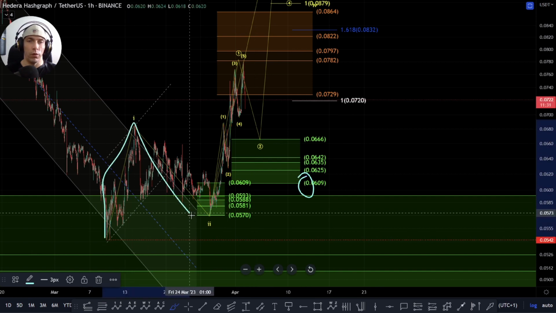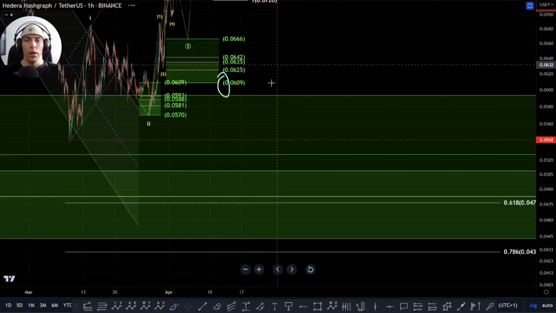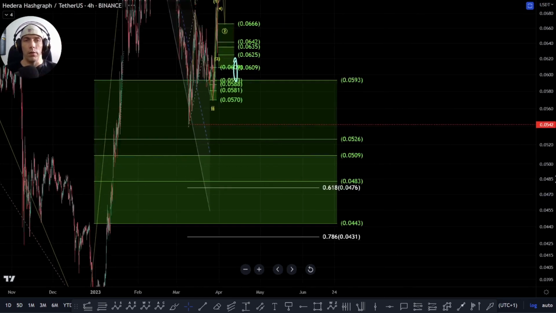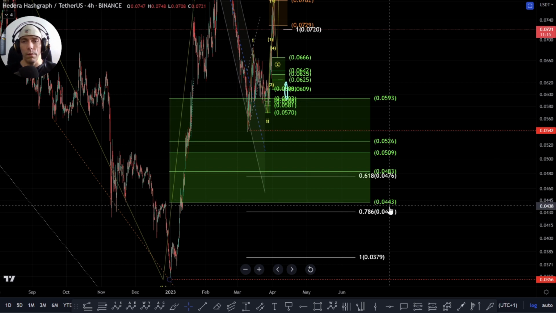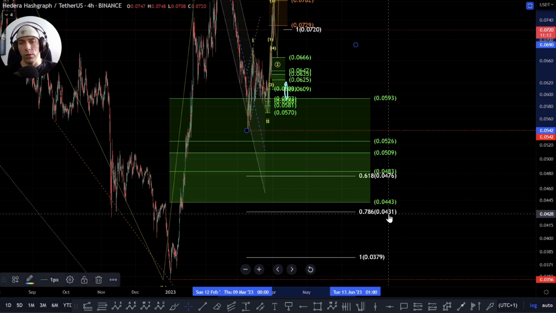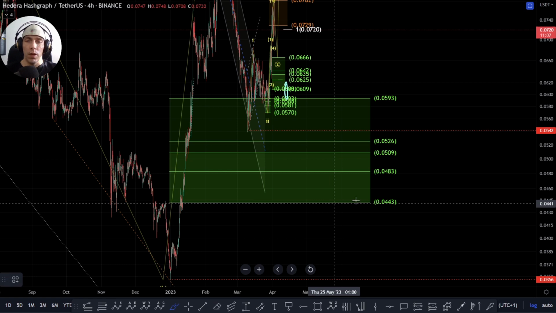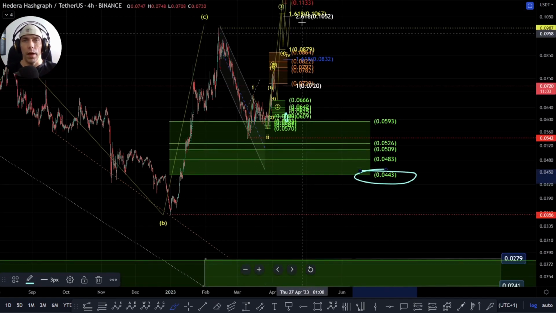And we'd have to then at that point just say we have a three-wave move, and we're potentially going to set some new lows here. The support zone we have to hold to remain bullish here would be this zone here, this 0593 to this 0443 region. We don't want to lose this 0443 region.